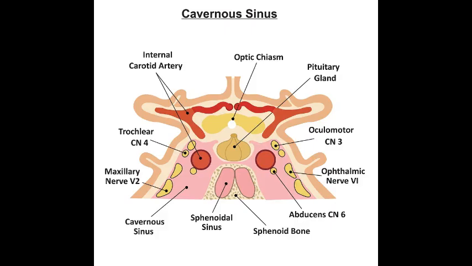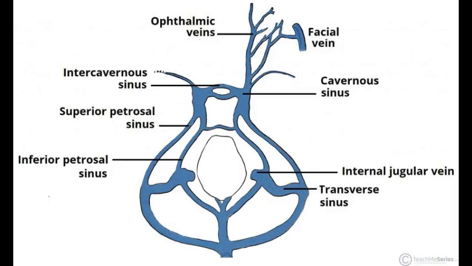Now, our cavernous sinus itself actually contains the ICA, that's the internal carotid artery, the postganglionic sympathetic fibers, and cranial nerve number 6 on the medial wall adjacent to the sphenoid sinus. Whereas cranial nerve number 3, 4, V1, and V2 are actually found along the lateral wall. Now, the cavernous sinus receives blood from the middle cerebral veins and drains into the jugular vein via the inferior petrosal sinus and into the transverse sinus via the superior petrosal sinus.